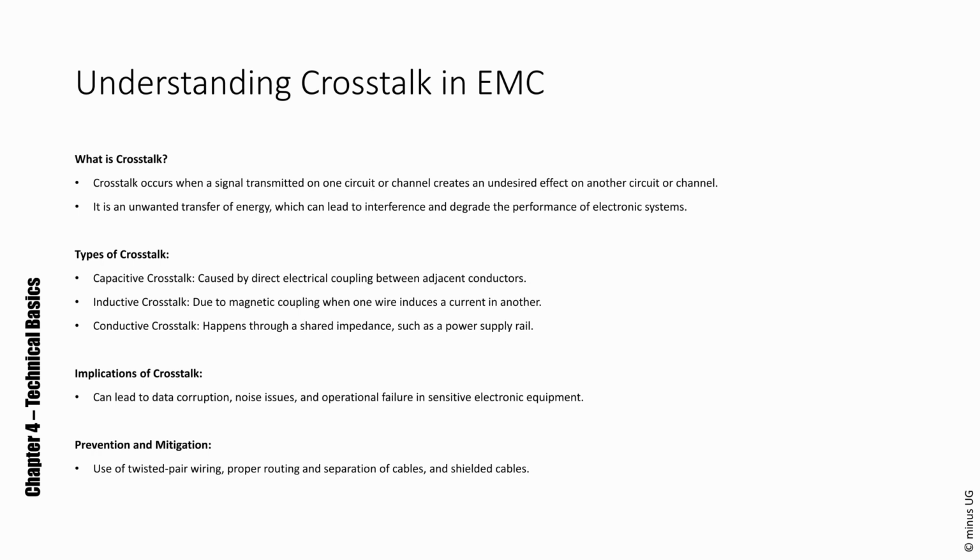Crosstalk is akin to a conversation in a crowded room where voices from different groups start to mingle. In electronic terms, it refers to a scenario where a signal from one circuit unintentionally affects another circuit nearby. This phenomenon can lead to a variety of problems, such as data errors in communication systems or unintended operation in control circuits. There are primarily two types of crosstalk: capacitive, which occurs due to electric field coupling, and inductive, which is a result of magnetic field coupling. There's also conductive crosstalk, which happens through shared power sources or ground paths.